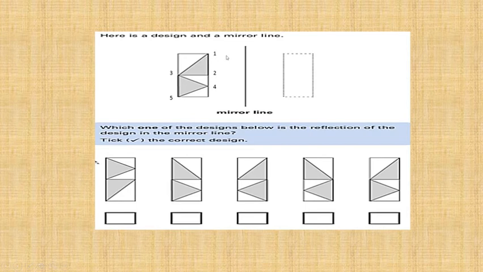Here the reflection of the point 1 is going to be here. So here's the point, and point 2 is going to be there, and connect them with a line. And after that 3, and connect it with a line here, and connect 1 and 3 together to make the triangle. And after that 4 is going to be here, and 5 is going to be here, and connect them with a line. So the reflection for this design is going to be a shape like that.